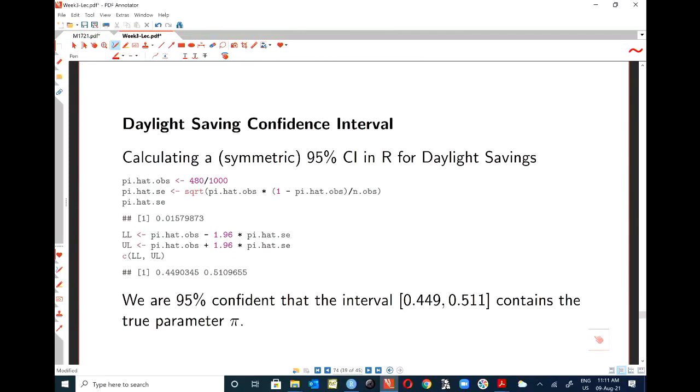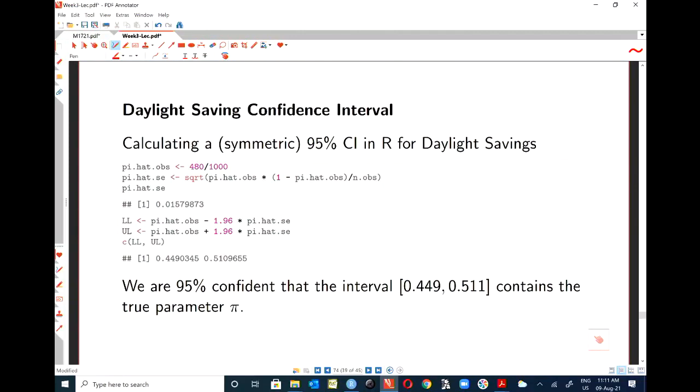In this case, I just did the calculation by hand there. So I've got my observed value is 480 out of 1,000. That's my p hat. Its standard error is the square root of pi hat times 1 minus pi hat over n. That's my next calculation, my standard error. And my lower value is pi hat minus 1.96 times the standard error, and the upper value is pi hat plus 1.96 times my standard error. And my limits here come to 0.449 and 0.510. There's my interval.